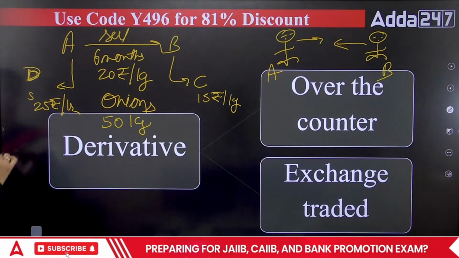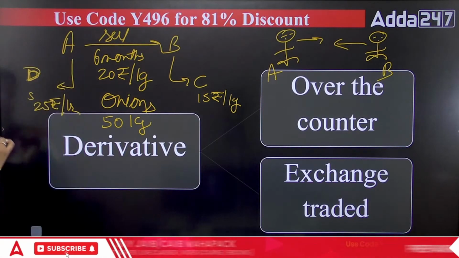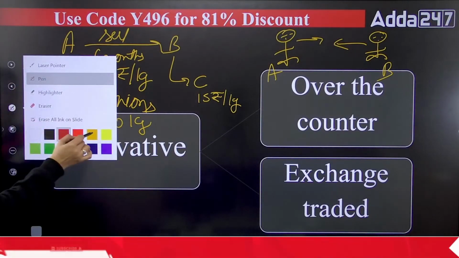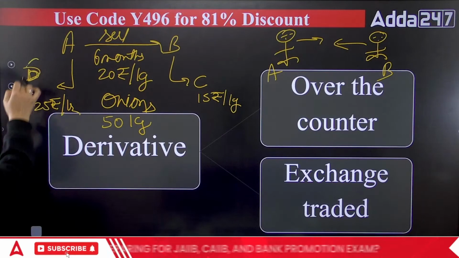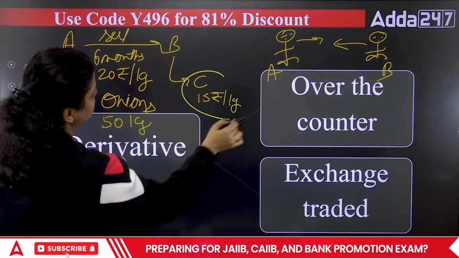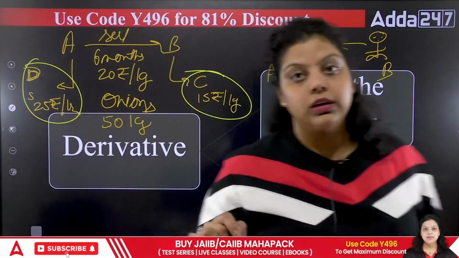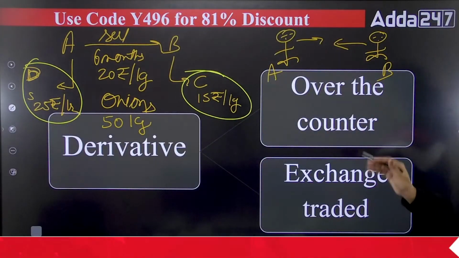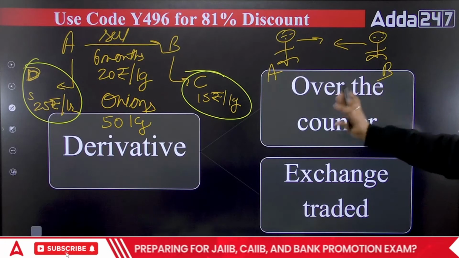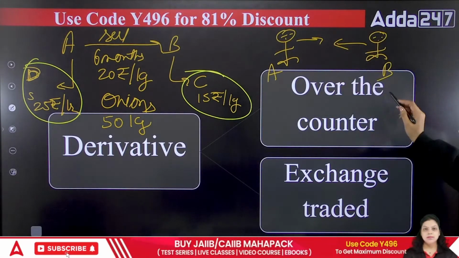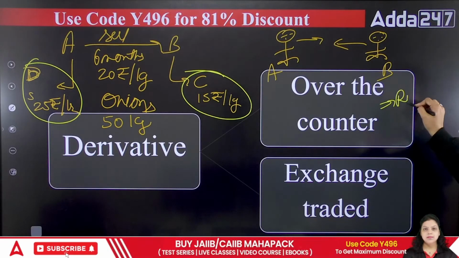Okay, now what happened, there is a chance that A or B, if they get a different opportunity, for example 25 rupees per kg or 15 rupees per kg, they can break the contract. This is what happens in the over the counter. In the over the counter, there is no mediator, just two persons, one ready to sell and one ready to buy at future prices, right? So it can be risky.